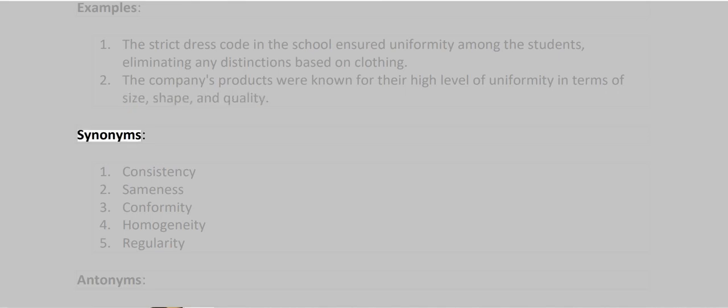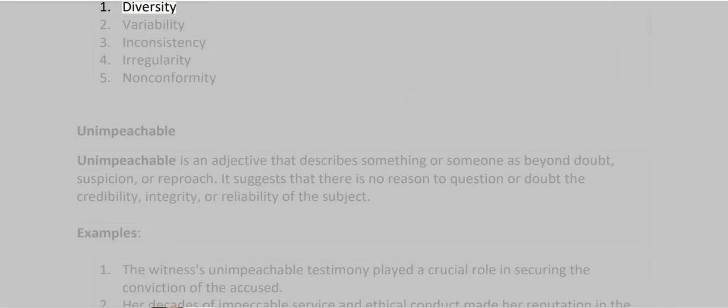Synonyms. 1. Consistency. 2. Sameness. 3. Conformity. 4. Homogeneity. 5. Regularity. Antonyms. 1. Diversity. 2. Variability. 3. Inconsistency. 4. Irregularity. 5. Nonconformity.